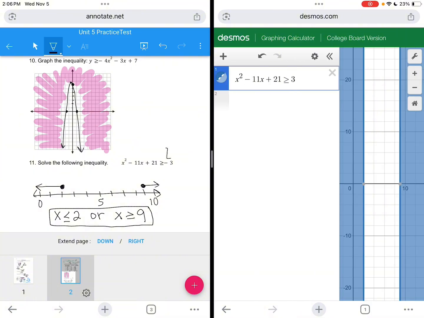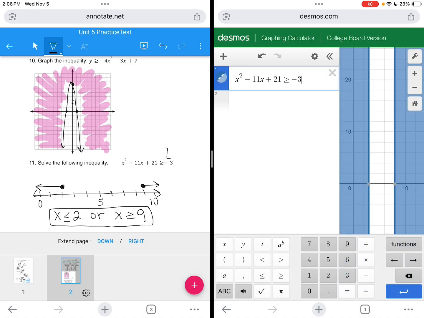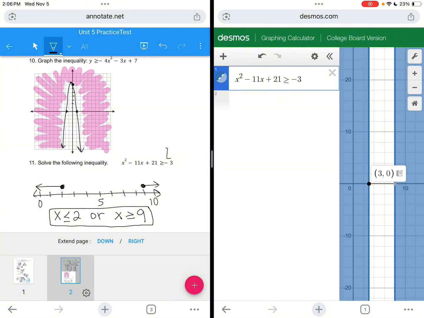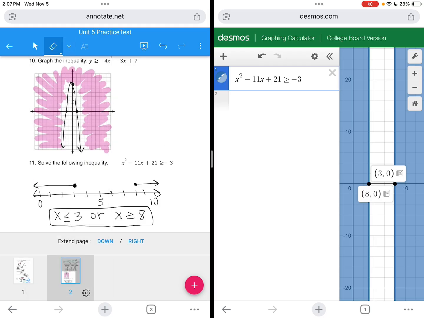Let me make sure I type this in correctly. Oh, I put 3, not negative 3. My bad, you guys. So it's actually just 3 and 8. So we just gotta switch that up a little bit. So I just changed this to 3 and 8. All I did there is I just forgot the negative. So make sure that you're double checking because I did not and I messed up. So don't do what I did.